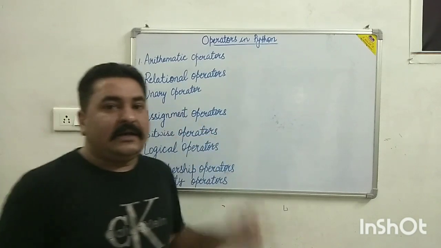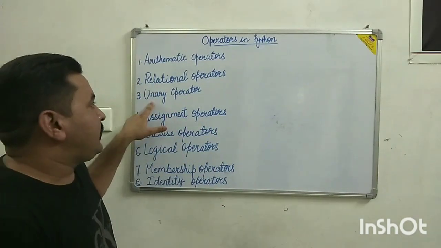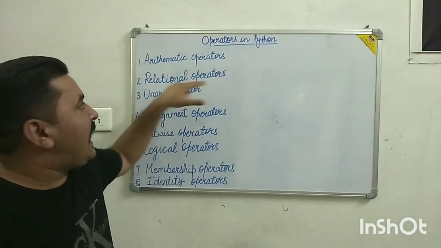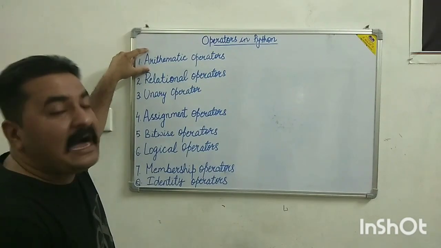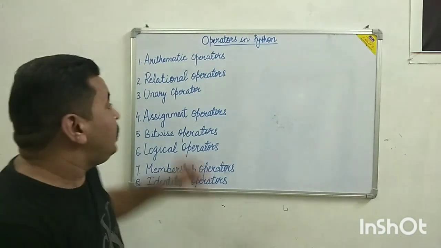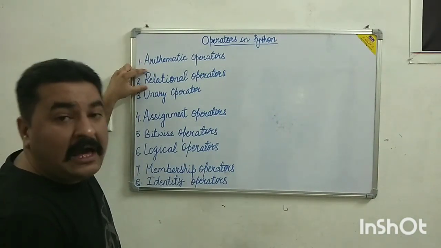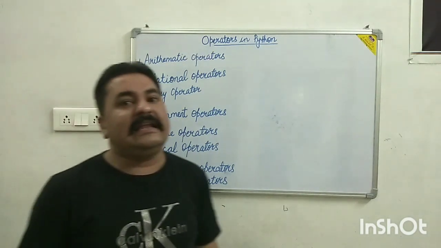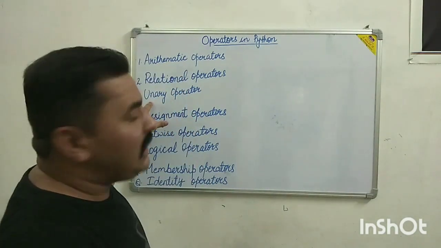The next operator in Python is the unary operator. We have seen that there is some difference between arithmetic operators in C and Python, but there is no difference between relational operators in Python and C language. So then it comes the unary operator.